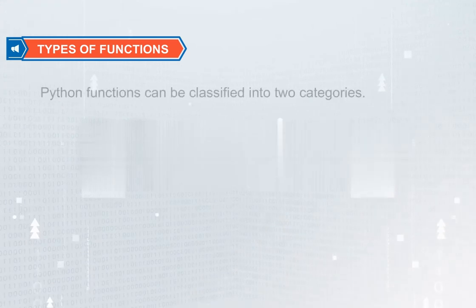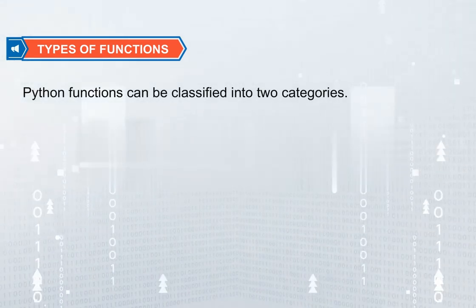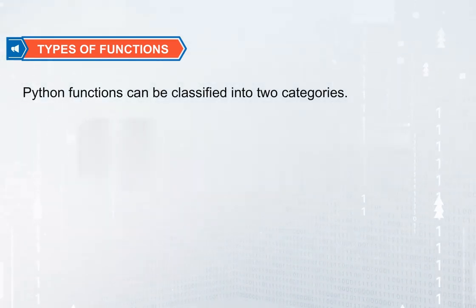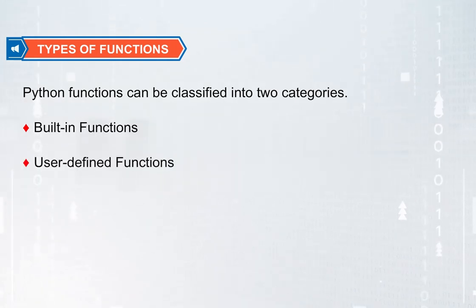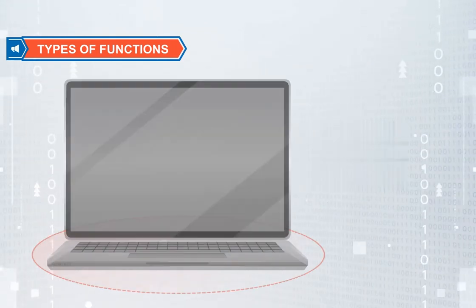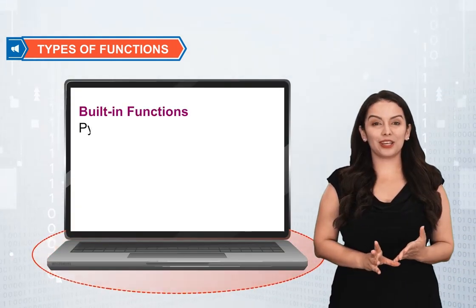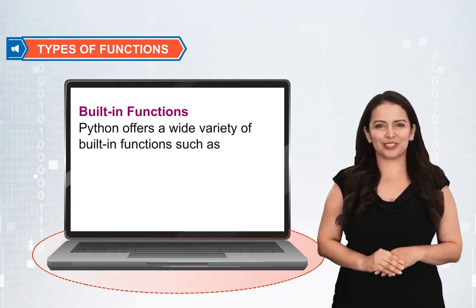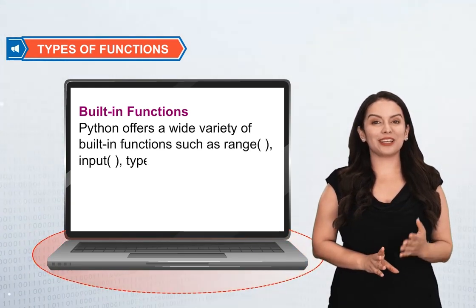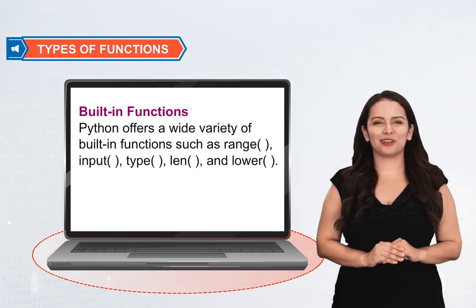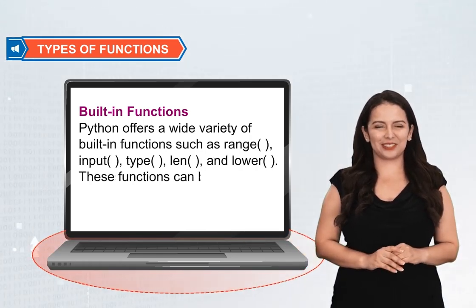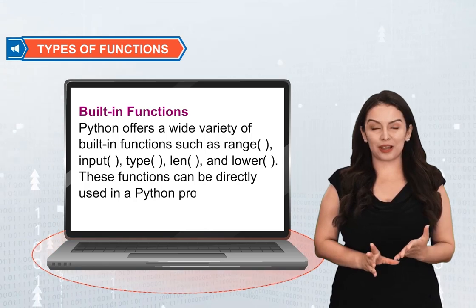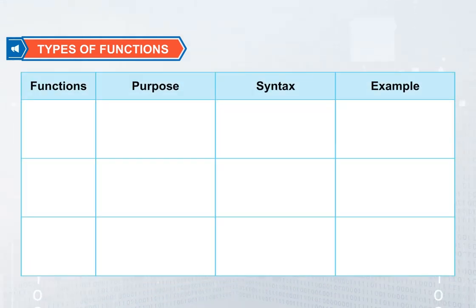Types of functions. Python functions can be classified into two categories: built-in functions and user-defined functions. Built-in functions. Python offers a wide variety of built-in functions such as range, input, type, len, and lower. These functions can be directly used in a Python program. Functions.